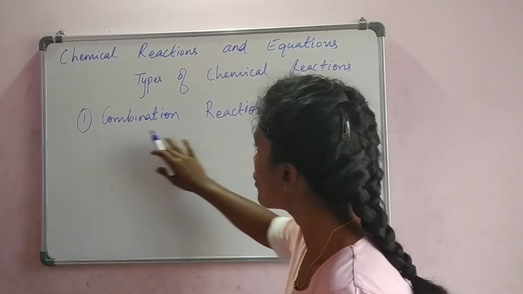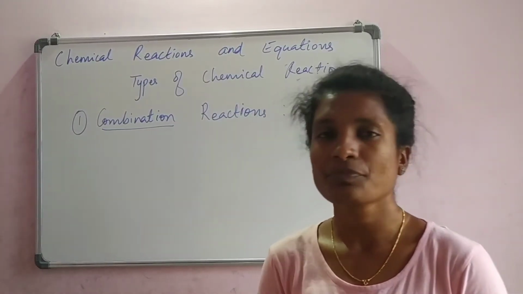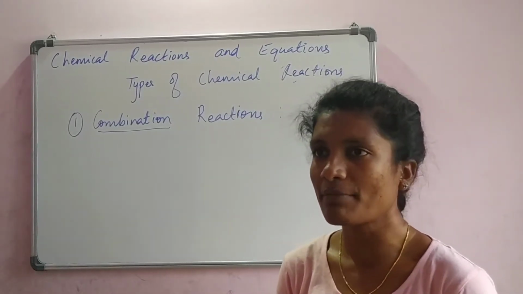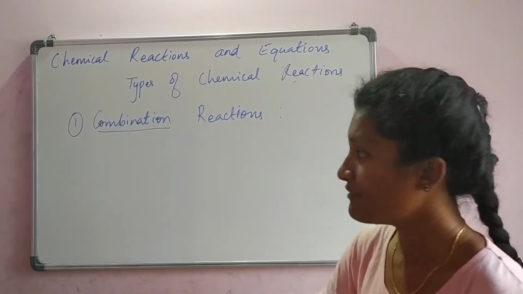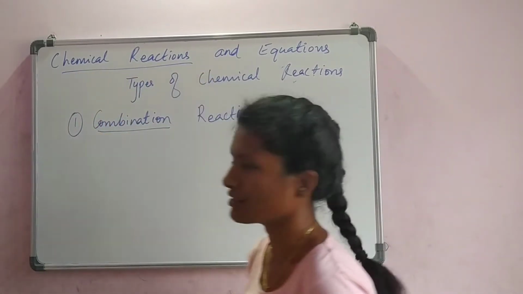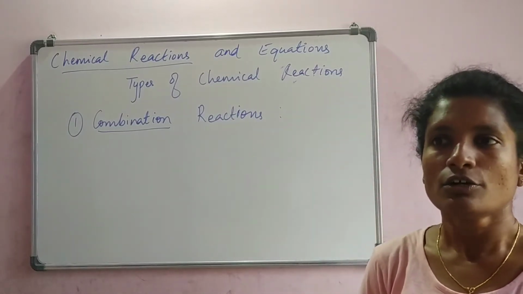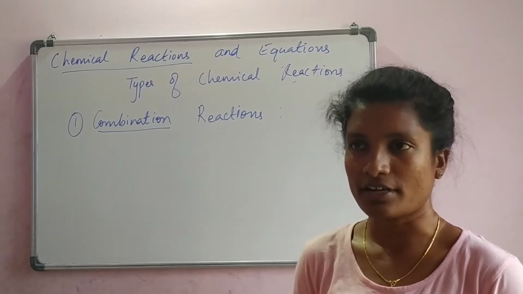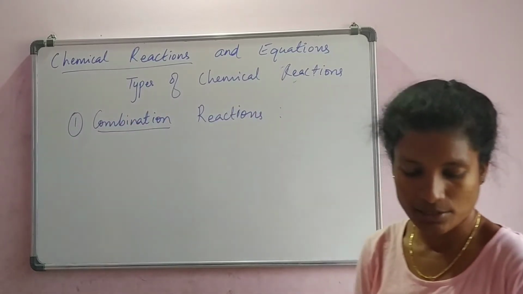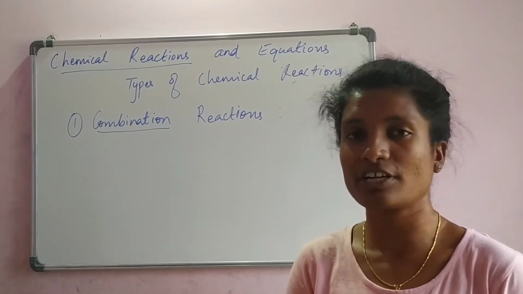Okay, so the first reaction is combination reaction. As the word suggests, combination is combining 2 or more elements or 2 or more compounds, which will yield a result. How did we define chemical reaction? Any 2 elements or compounds combine together to form a product, right? 1 or more products will be formed. But here, those reactions in which 2 or more substances combine to form a single product. It is always a single product.